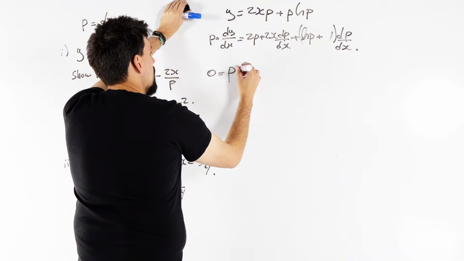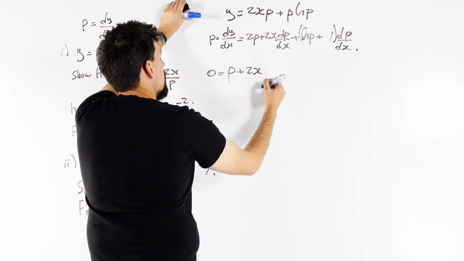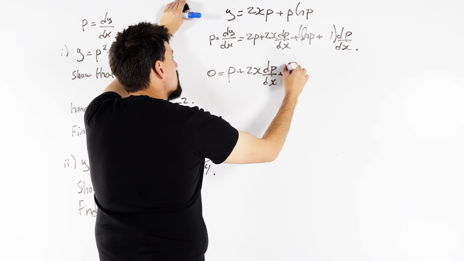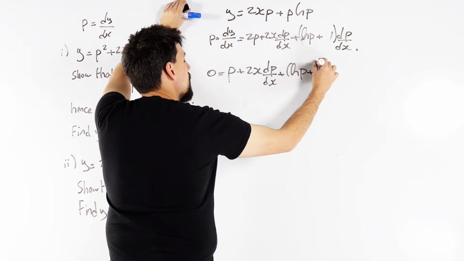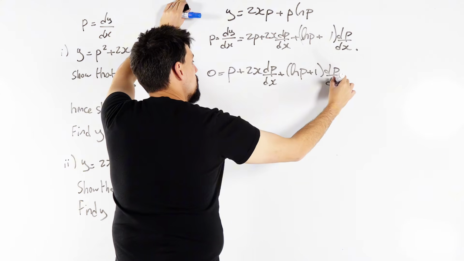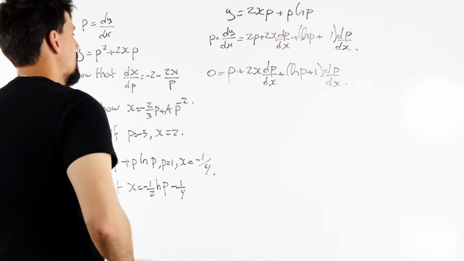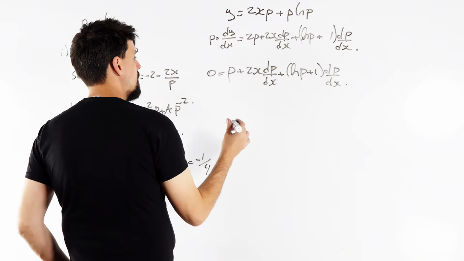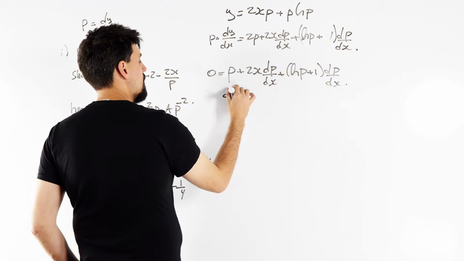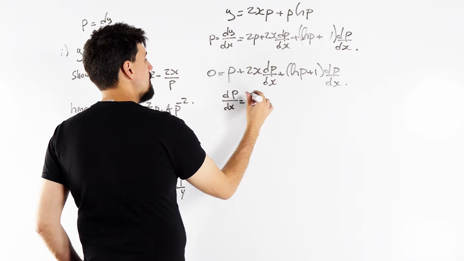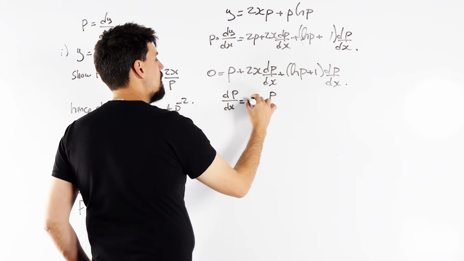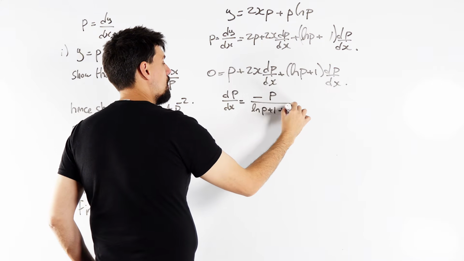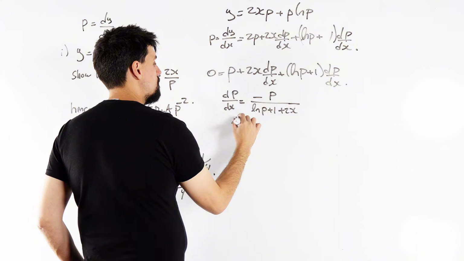Naught is p plus 2x dp by dx plus ln p plus 1 dp by dx. We'll deal with that in a second. So, like the first one, we're going to want to make dx dp the subject. So that tells me that dp by dx is minus p over ln p plus 1 plus 2x.